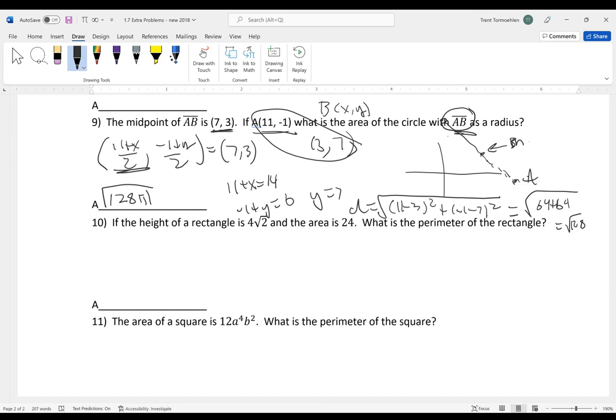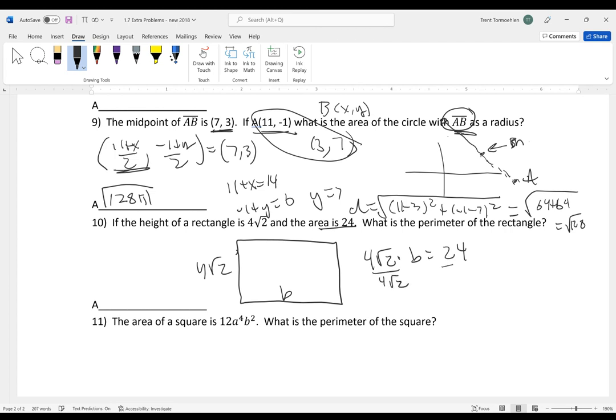All right, for 10, it says the height of a rectangle is 4 root 2. So this is 4 root 2. We don't know the base, but we do know the area is 24. So we know 4 root 2 times the base equals 24. So there's a couple ways to do this. If you remember how to work with radicals, you could divide both sides by 4 radical 2. That's going to give us 6 over the square root of 2.